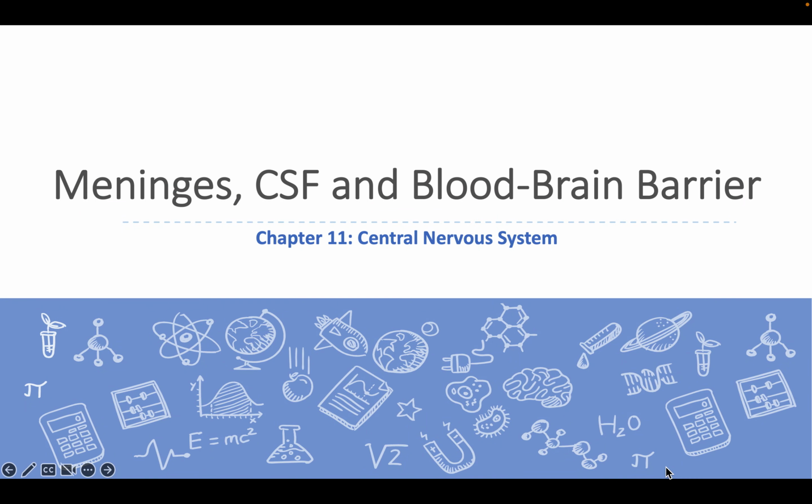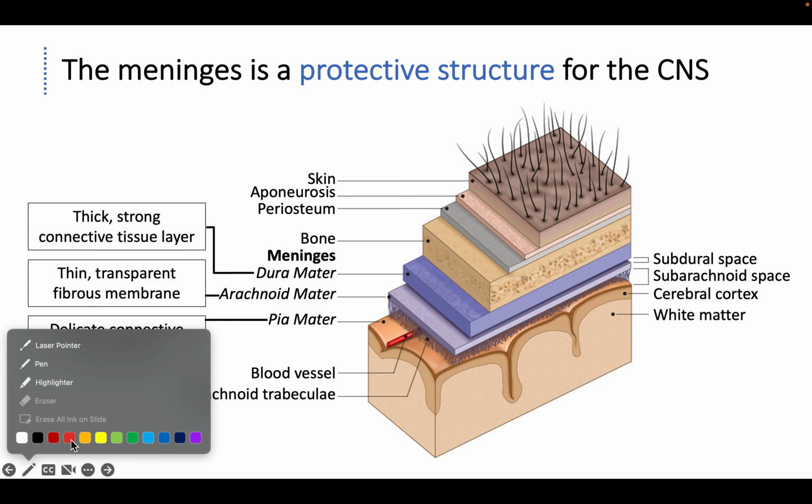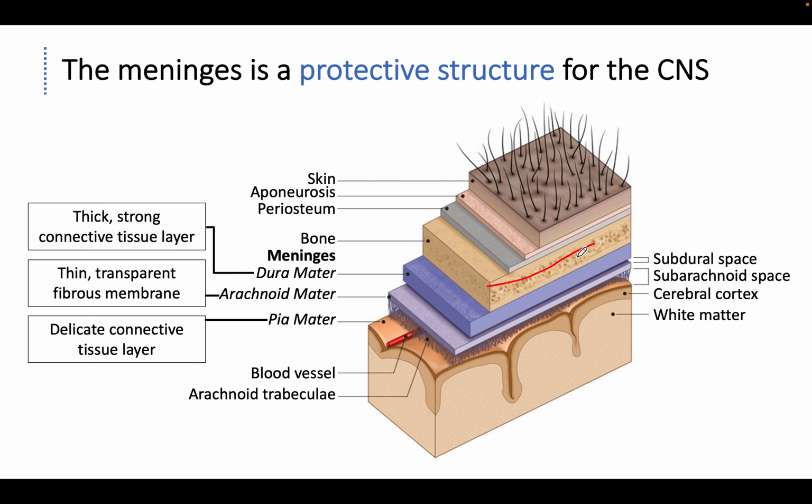Okay, so welcome back. So we're going to talk here about meninges, ventricles, CSF, and something called the blood-brain barrier. So whenever we look at a section of our scalp, essentially our skull, all right? If we look here, here's our skull, the bone, here's hair up here, and here's the brain down here. We have these three layers called meninges, all right?